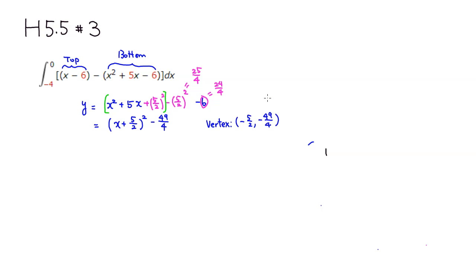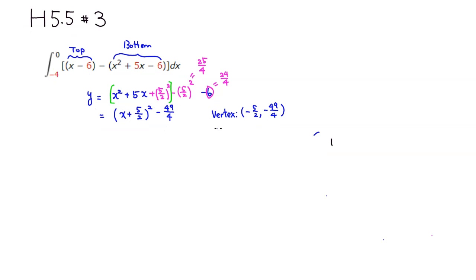And we just need another point, so I'll pick something easy. A point on this parabola: I'm going to just choose x to be 0. If you plug in 0 in this function, you get negative 6. So it's going to go through 0, negative 6.